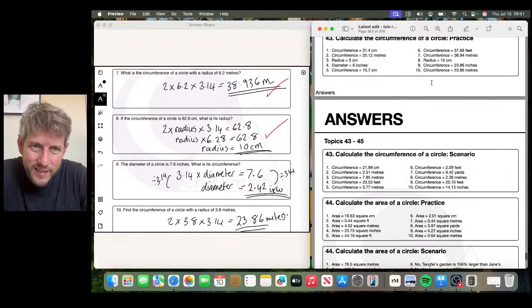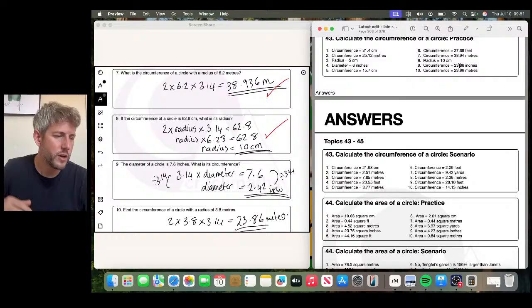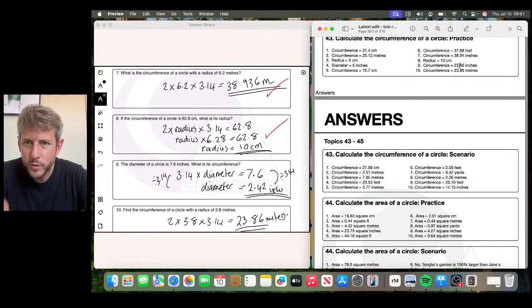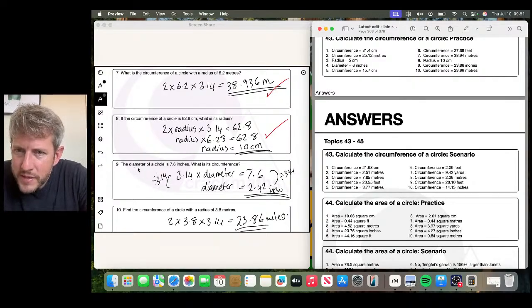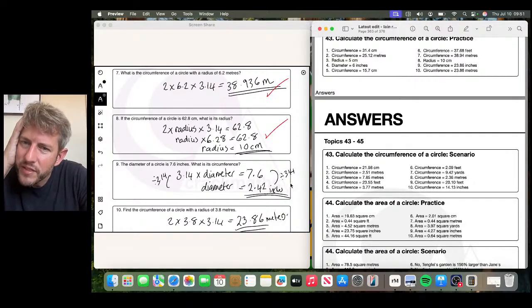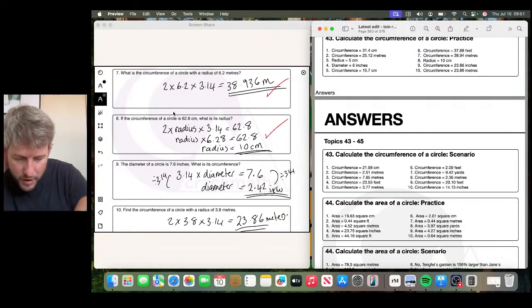I think I just accidentally wrote the same number twice there in the answers. So I think... let me just double check this question. So the diameter... Oh, no, I completely misread the question. I thought it was like the one above, but it wasn't. Okay, let me alter that.